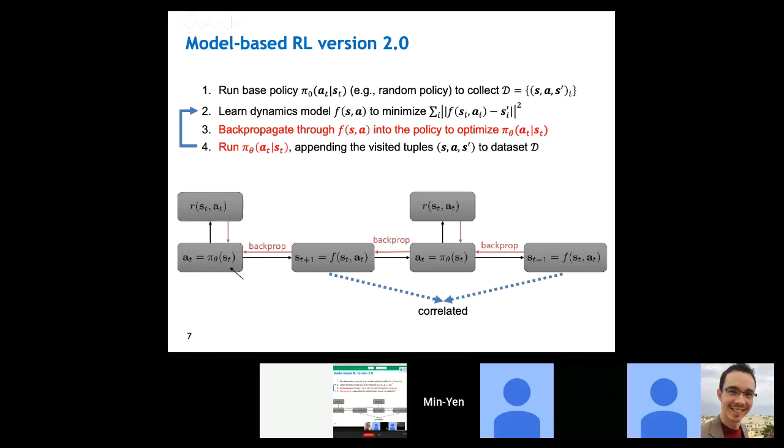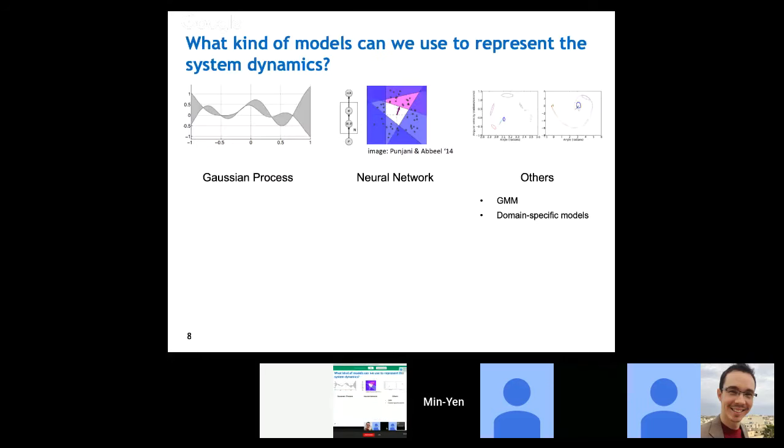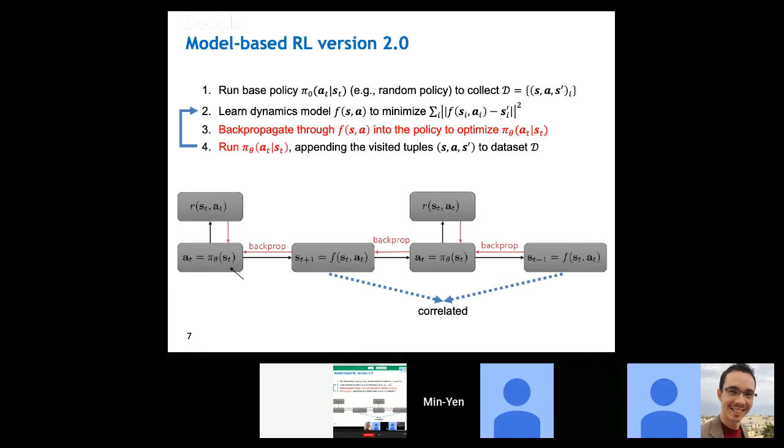Okay, so that's the 4 versions of the algorithms. So what kind of model can we use to represent this complex? Yes, in the previous slide, the third step, does that mean we backpropagate the f through the policy? Does that mean it is represented by the same model? Like we use the same network for the model and the policy.